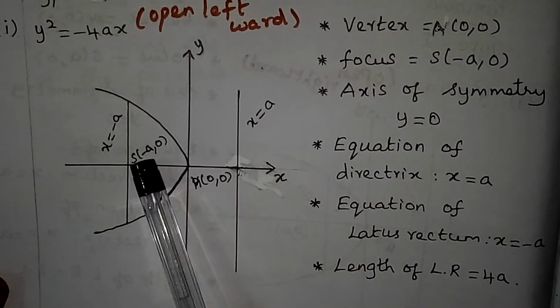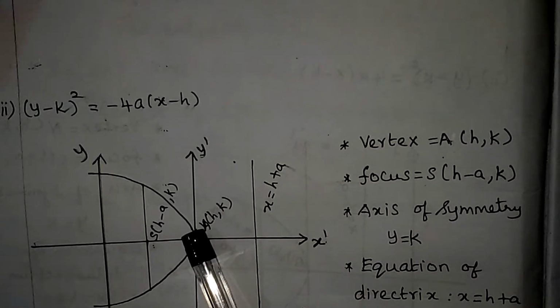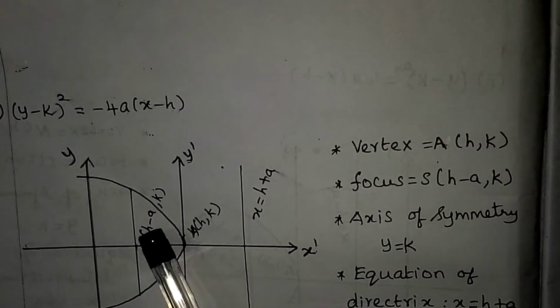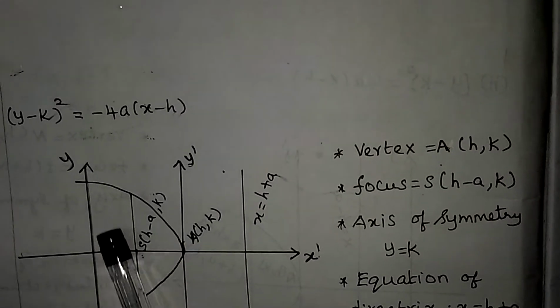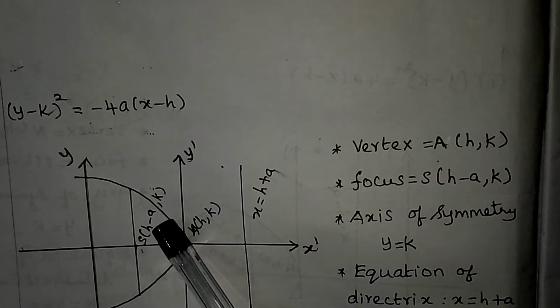Here we have to add h, here k. So it will be h minus a comma k. H minus a comma k. So this is the latus rectum, this line, and how we have to identify the latus rectum is which value is bigger.